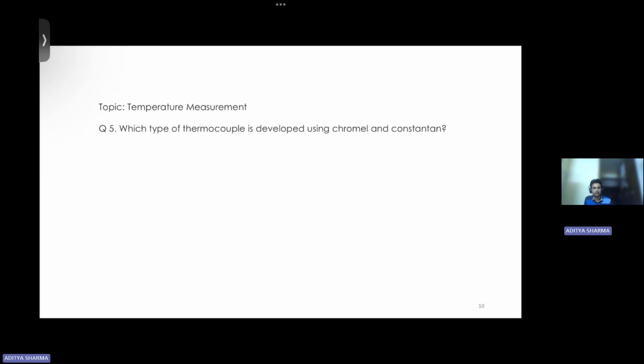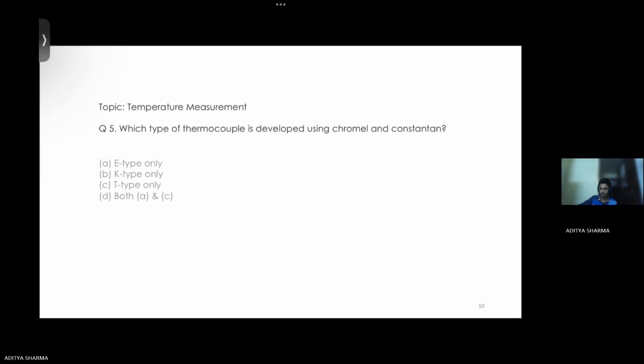Then we have the next question, question number 5 on temperature measurement again. The question says: which type of thermocouple is developed using chromel and constantan? This is a fact-based question, which is to be remembered. This is totally based on remembering.